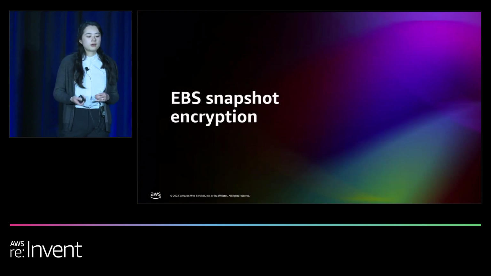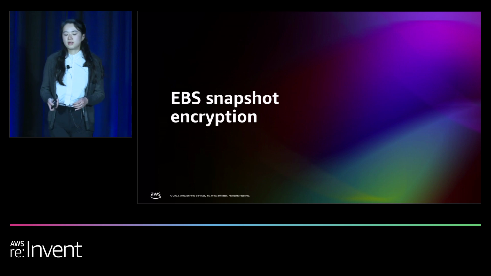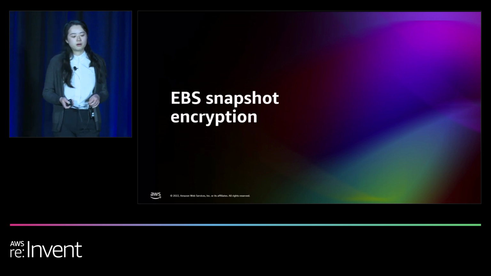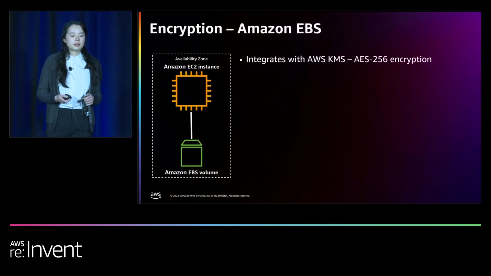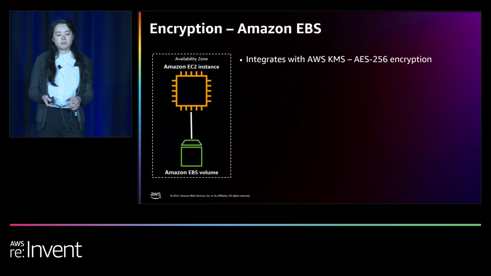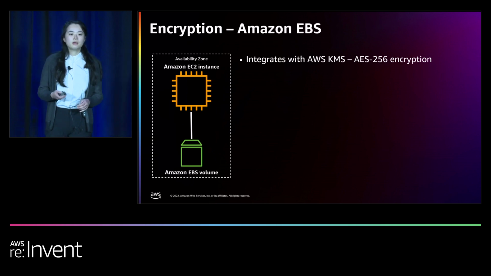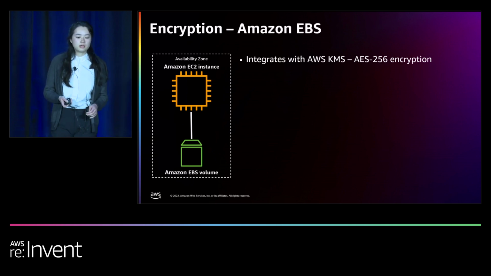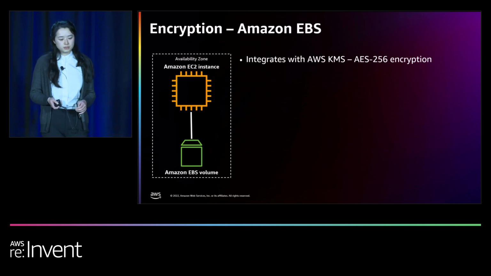Now let's talk about EBS Snapshot Encryption. How we think about data protection is that the most fundamental part of data protection is encryption. Now let's look at how EBS runs our encryption practice. First, we're integrated with AWS Key Management Service, KMS. Under the hood, we use AES 256 encryption.